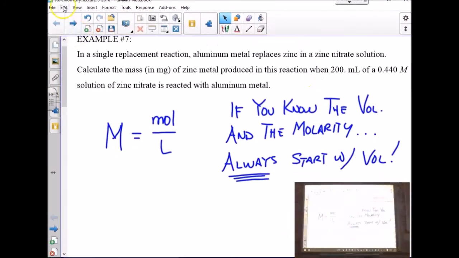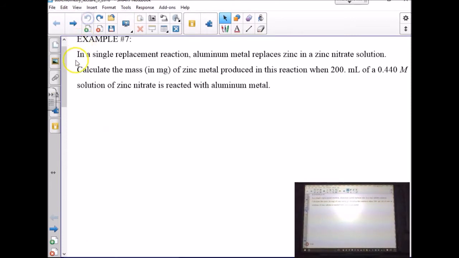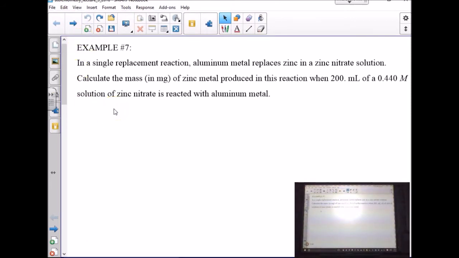Okay. So example number 7 says, in a single replacement reaction, aluminum metal replaces zinc in a zinc nitrate solution. Be careful with that wording. Doesn't mean that you have Al plus Zn plus ZnNO3. That's not what it's saying. It's going through the mechanism of a single replacement reaction. And that's pretty typical how some questions are worded. So don't just write down everything that you see. Read the question, understand what it's asking.